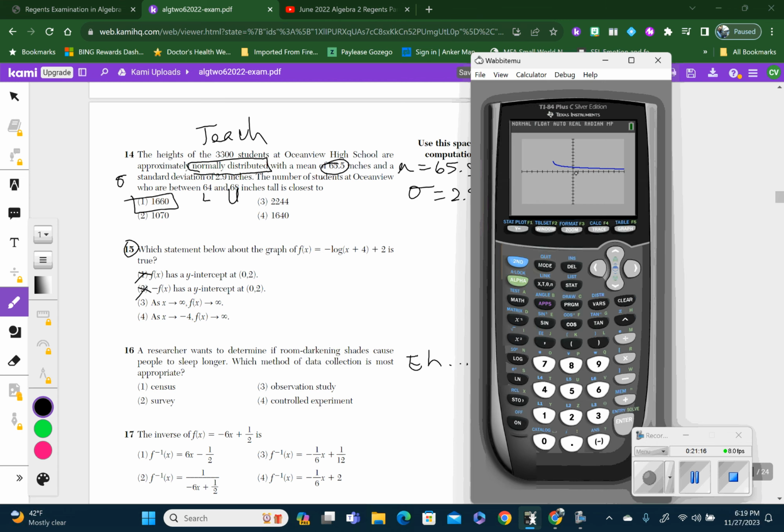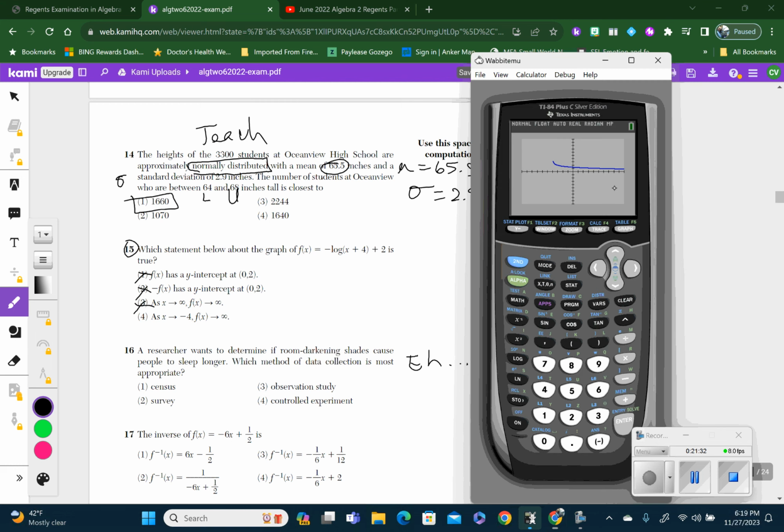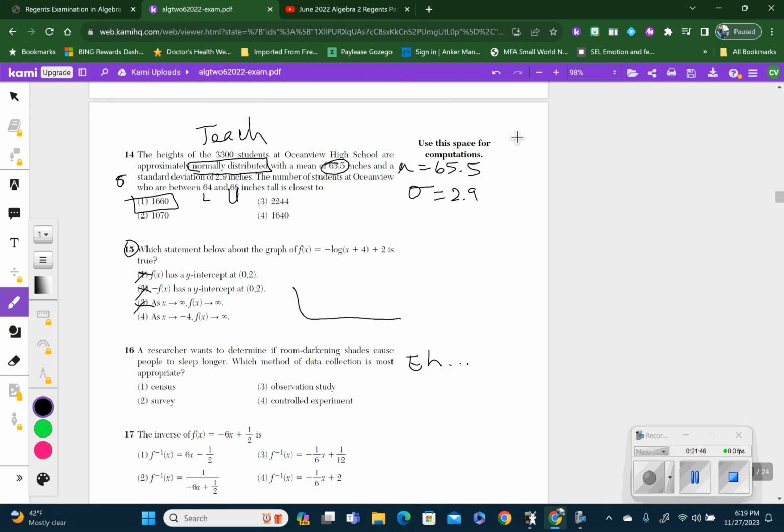And then this next one says, as x approaches infinity, which means if I go back to my calculator, as x goes to the right, which is where infinity is, it's saying that y goes to infinity. Is the graph going up or down as we go to the right? It's going down. That is not true. And the last one says, as x approaches negative 4, so let's see. As we go to negative 4, what's happening to y? Y is going up. You can't see past that point, but what's happening is it continuously goes kind of like this, and then it tapers off. So option number 4 is the only one that's correct.